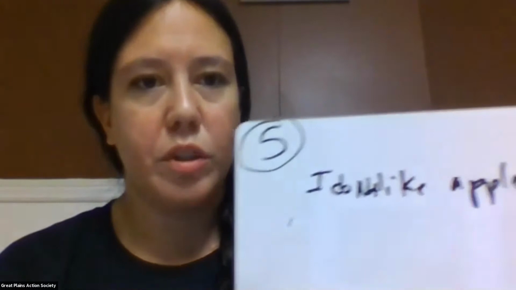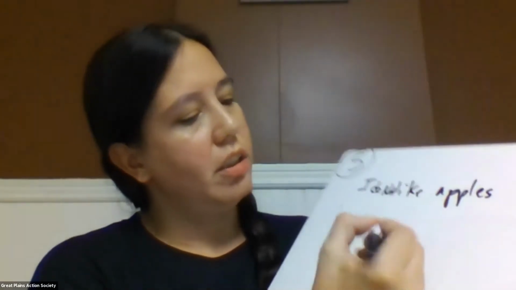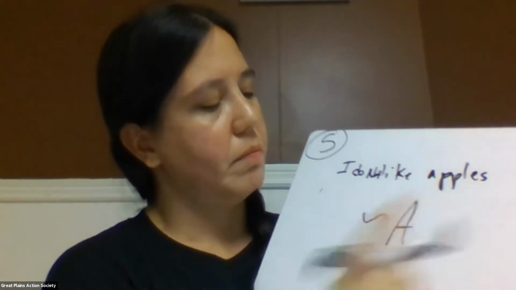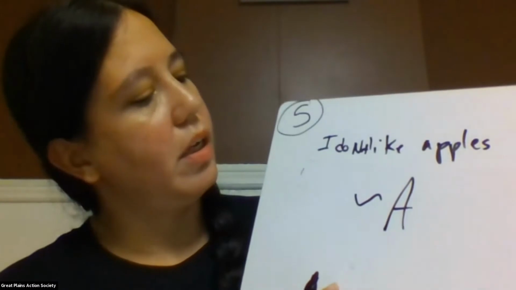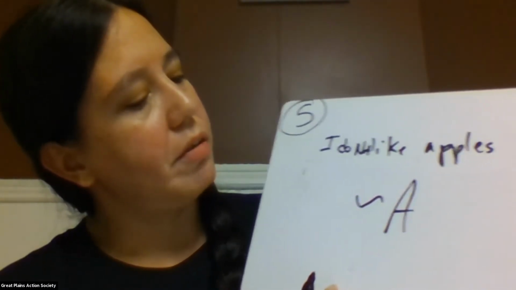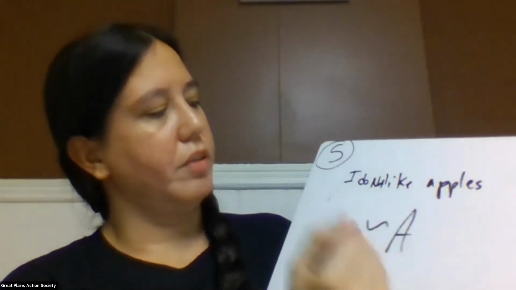Okay, this little squish. It says, I do not like apples. Negation is a tilde. And so that operates by changing the truth value of what it's operating on. So I like apples. False that I like apples.